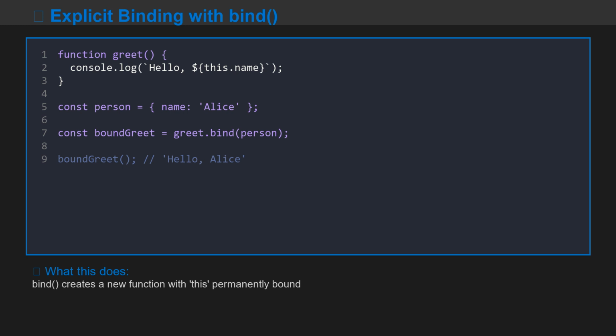Bind is different because it creates a new function with this permanently bound. Here we create a new function called boundGreet with this set to person. This is useful for event handlers and callbacks.